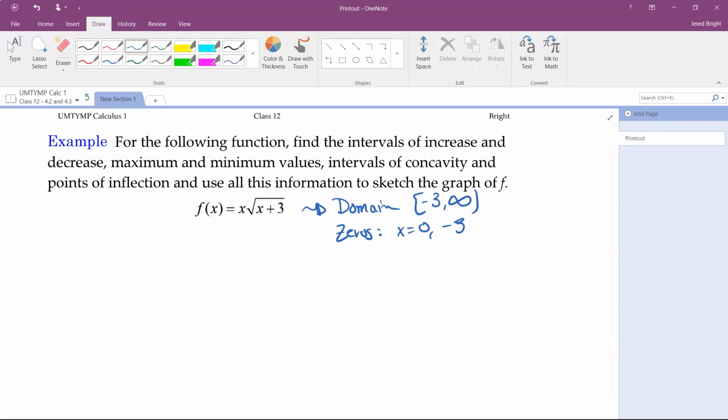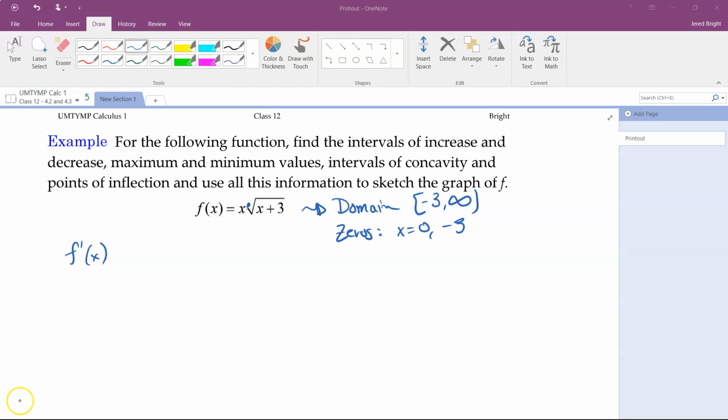Now we have to find intervals of increase and decrease, maxes and mins, intervals of concavity, points of inflection, all that good stuff, and generate the graph. So, without further ado, let's go on. I want to look at the first derivative, which requires the product rule, 1d2 plus 2d1, all that good stuff. You're very good at that by now.